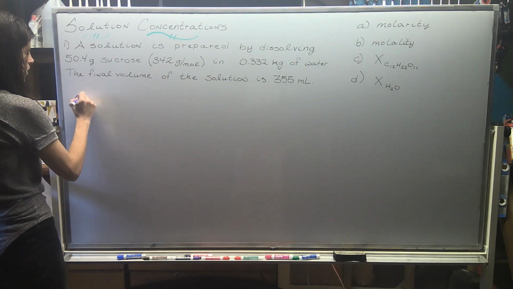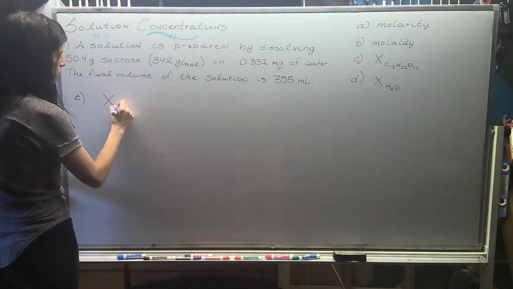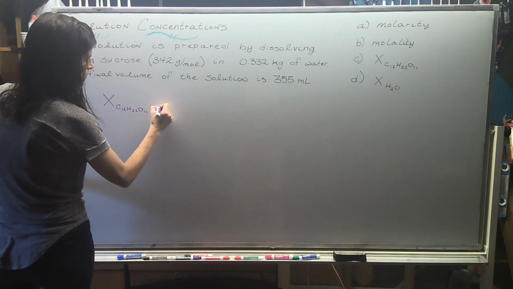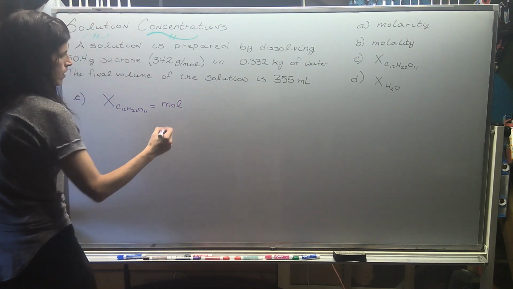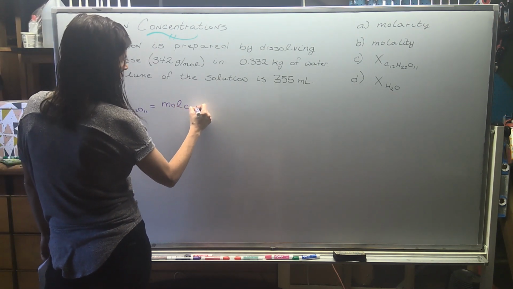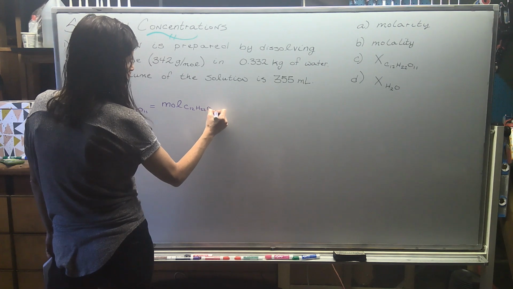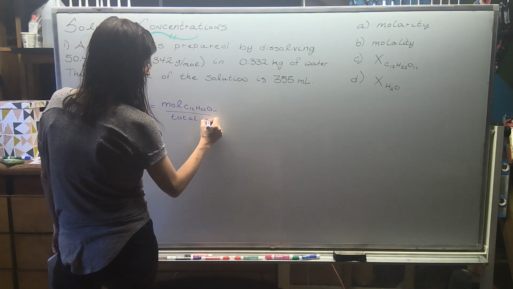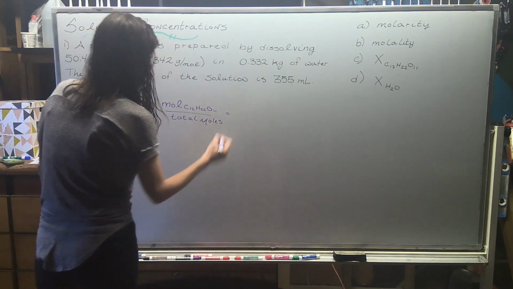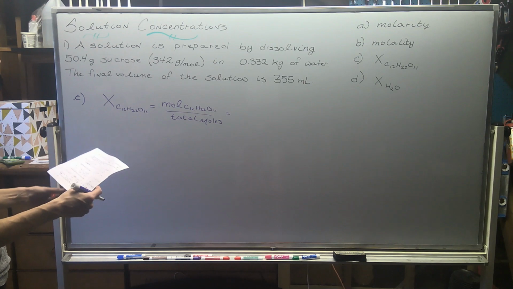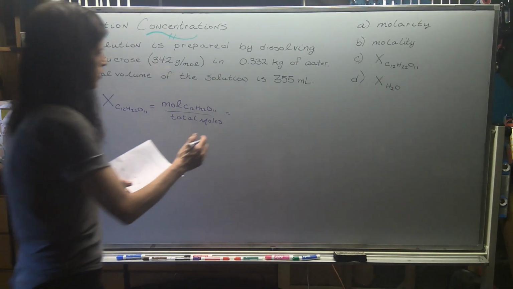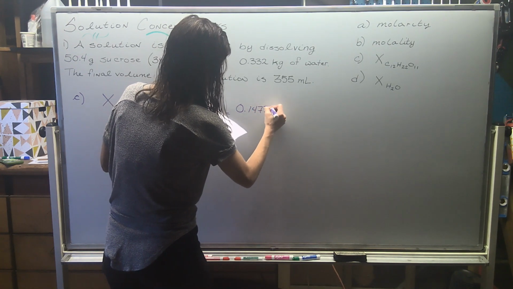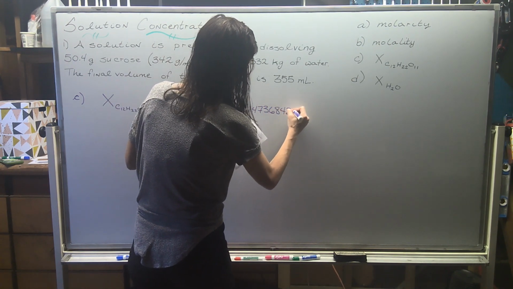So in part C, we're asked to calculate the mole fraction with respect to that sucrose. So that means that the moles of sucrose would be in the numerator. And then we're always going to divide by total moles when we set up mole fractions. So we did calculate the moles of sucrose earlier, so I'm going to grab that number, the 0.147368421 moles.